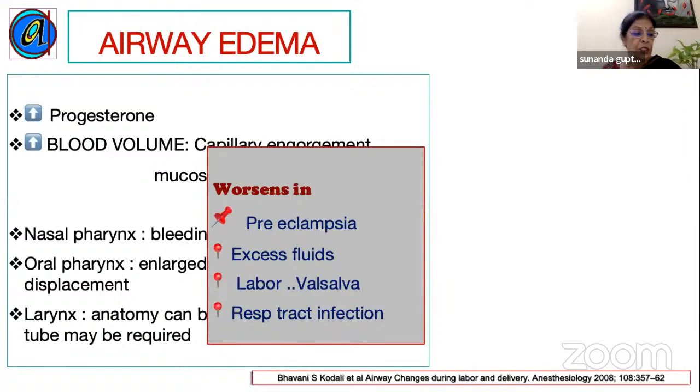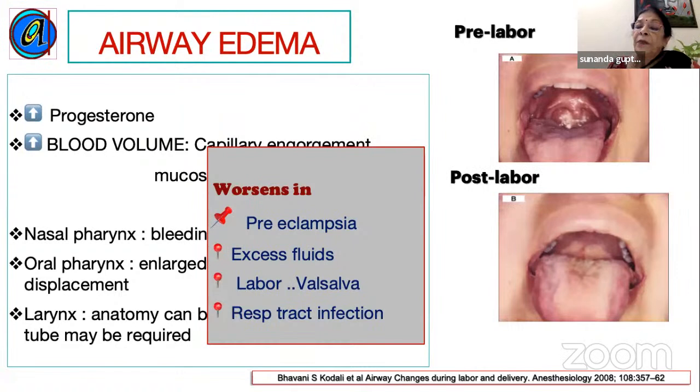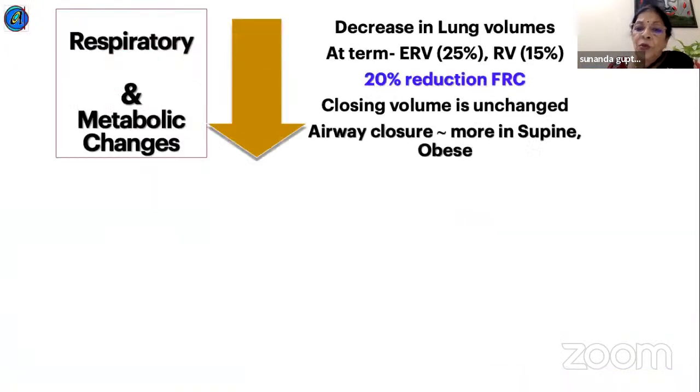Another article which holds a lot of interest in obstetric anesthesia is the one by Bhavani Kodali, which was published in 2008. And what they found was the pre-labor Mallampati grading that you did was somewhere around 1 to 2. And with 8 hours of labor, you find that in the post-labor period, it has gone up to MPG 3 or 4. So this highlights the importance of doing an airway assessment right when you are going to subject the patient to surgery and general anesthesia.